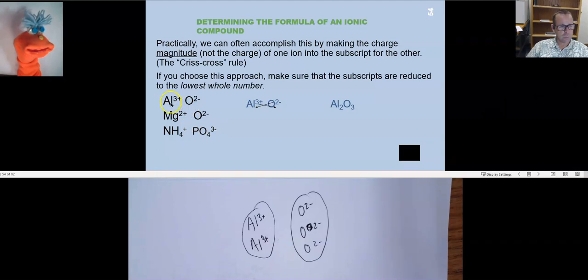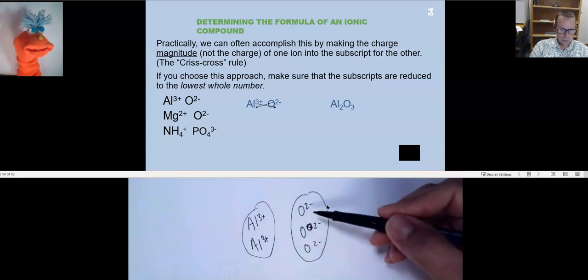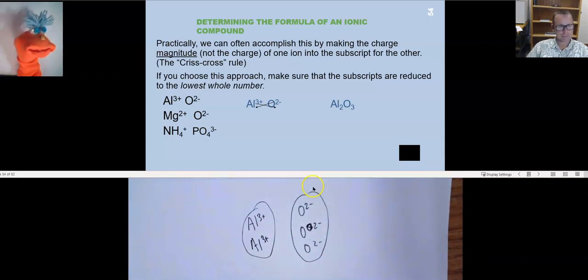All right, and so that was a review on how we know how to predict what kind of ions are going to form, and then we can see how those ions are going to come together so that the amount of electrons lost is equal to the amount of electrons gained. Good. Let's do that with magnesium oxide.